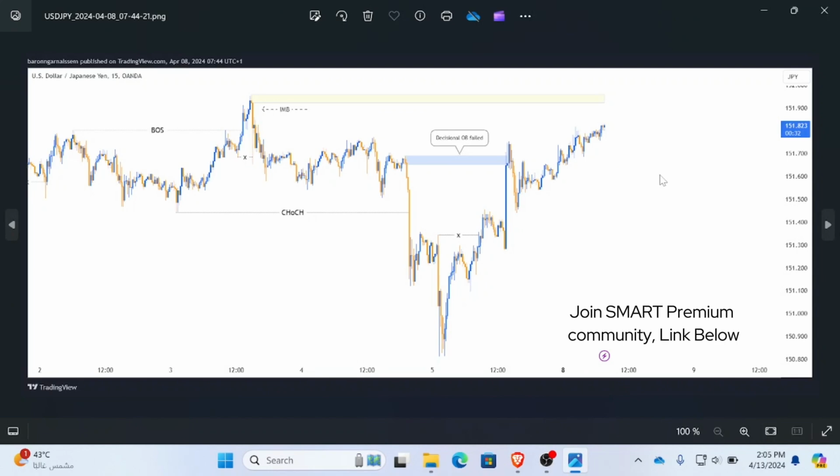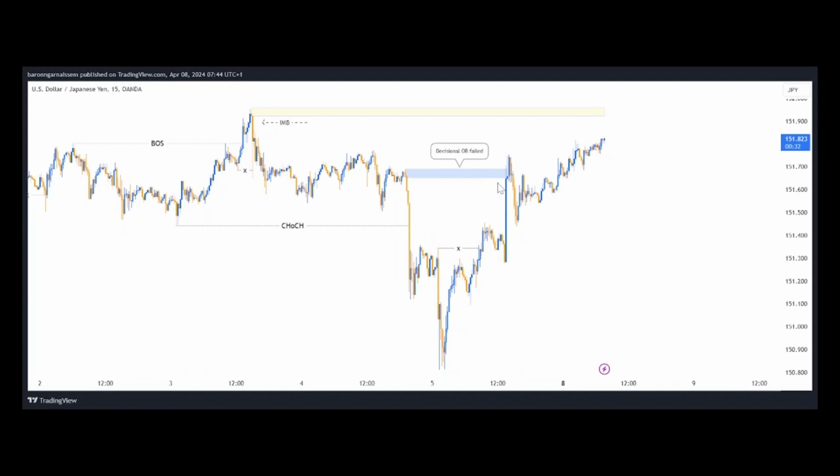So here we are on our setup on USD JPY. This setup was sent by one of the members in our premium community, and this was a simple structure mapping. The market created a change of character, a better change of character here, and pushed higher to take this inducement here. And after that, the market pushed higher to mitigate this decisional order block, but unfortunately the decisional order block failed. Okay, and the market kept pushing higher to mitigate this extreme order block here with a beautiful imbalance here.